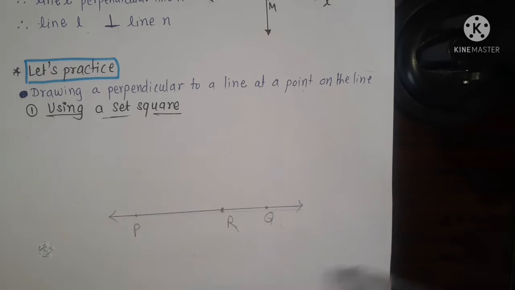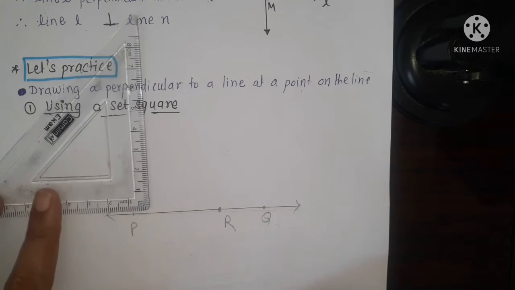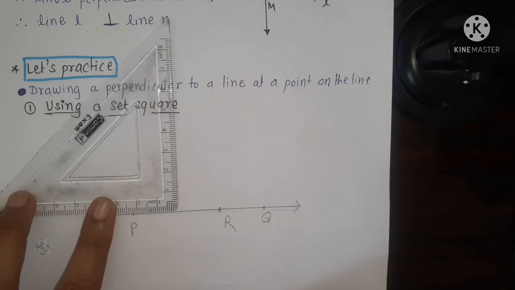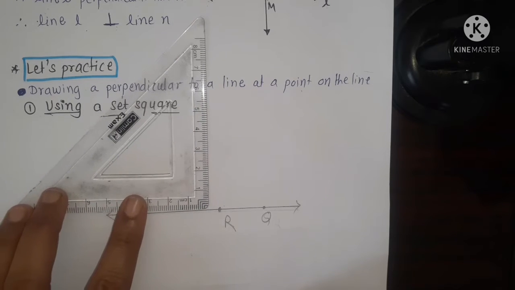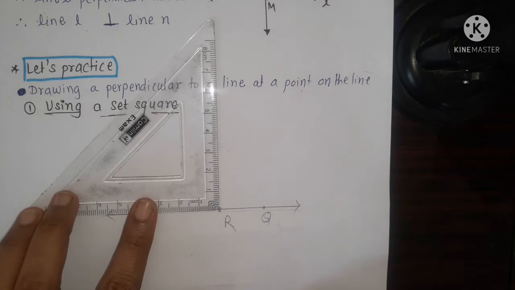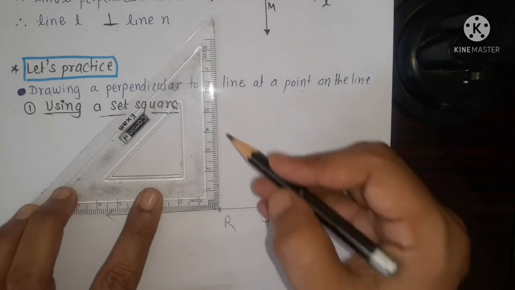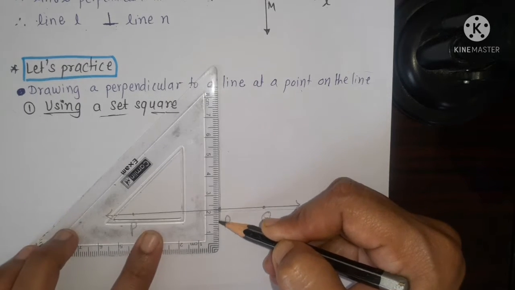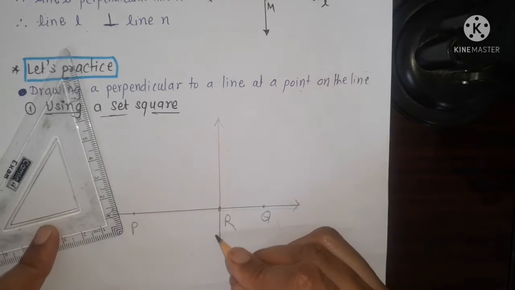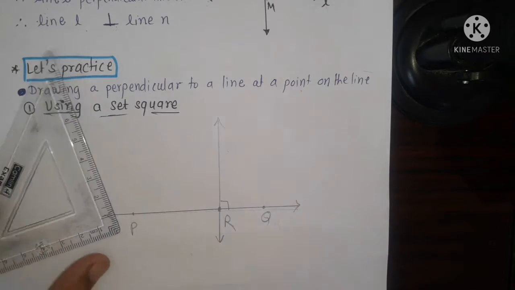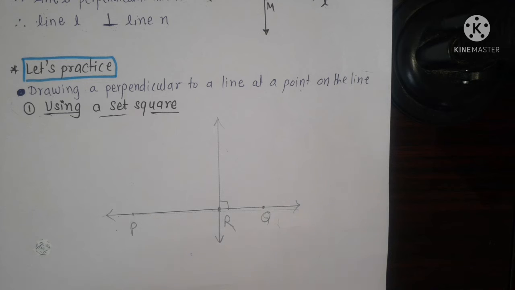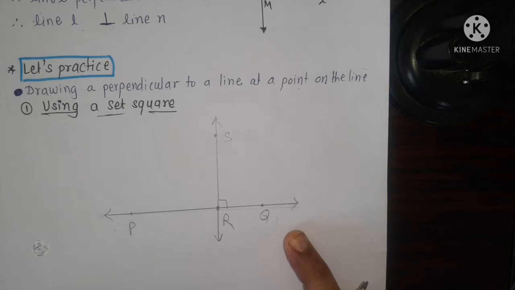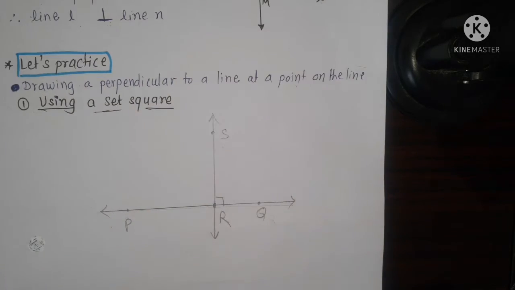Now we take a set square, place it on the line and drag it towards the point R. When it comes near R, we can draw a line RS, which is perpendicular to the given line. This is the perpendicular sign. Here, line RS is perpendicular to PQ, drawn using a set square.